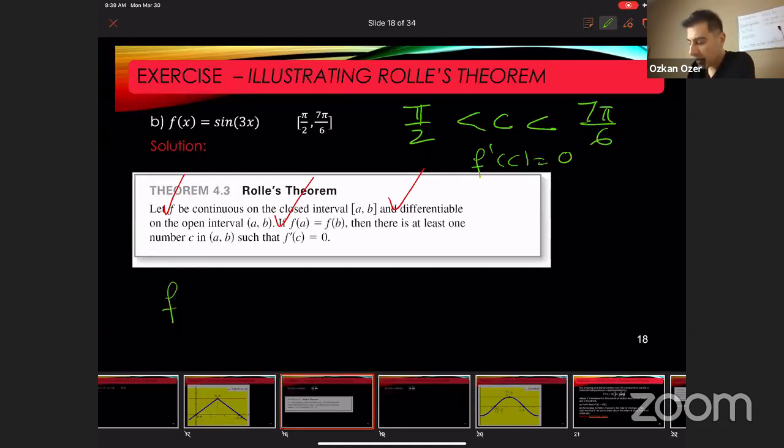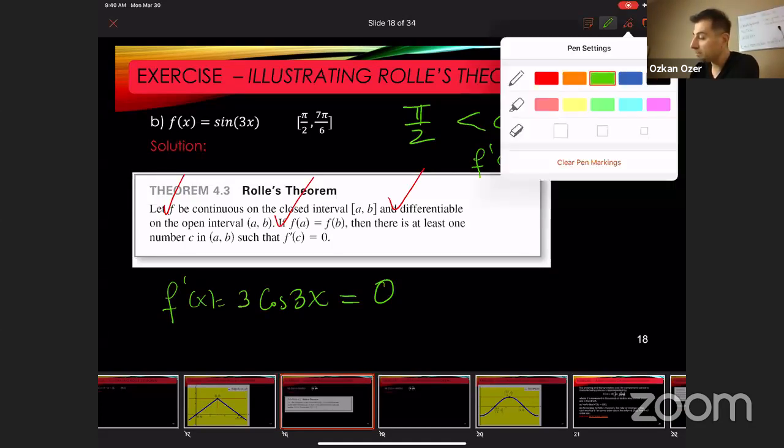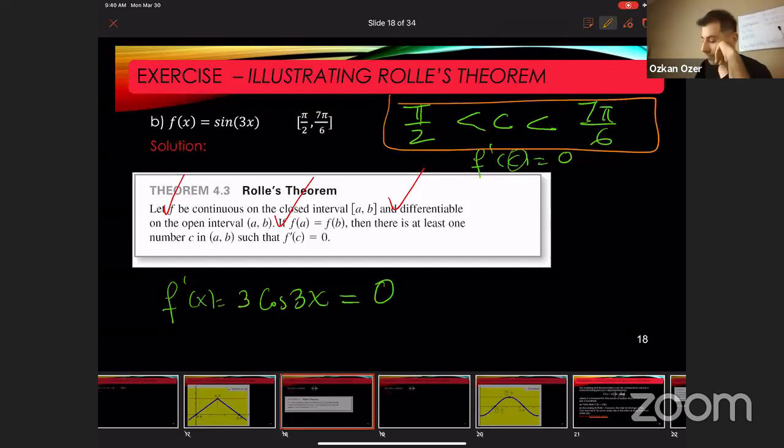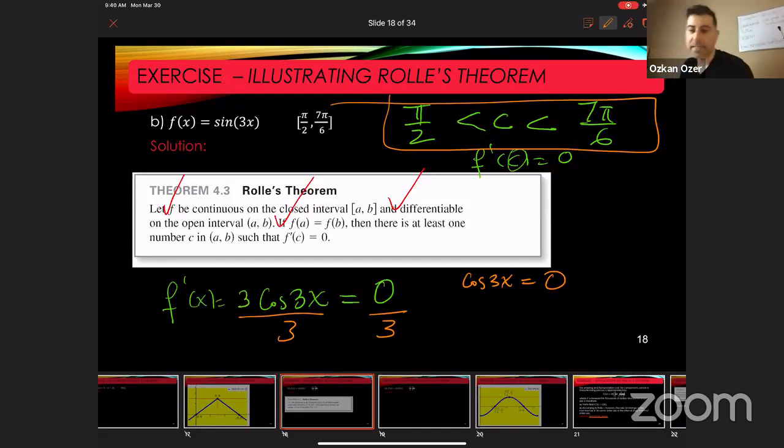All right, so f prime, we just found that. It's 3 times cosine 3x. Now we want to set this to 0 and solve it. And the solutions coming out of this equation would be good candidates for these c guys here. And we want to make sure that whatever solution or solutions we get out of solving this equation should be in the interval pi over 2 and 7 pi over 6. All right, so divide both sides by 3 so that you have cosine 3x equals 0. And here we go. We go back to pre-calculus, solving a trig equation. And you got to remember when cosine is 0.